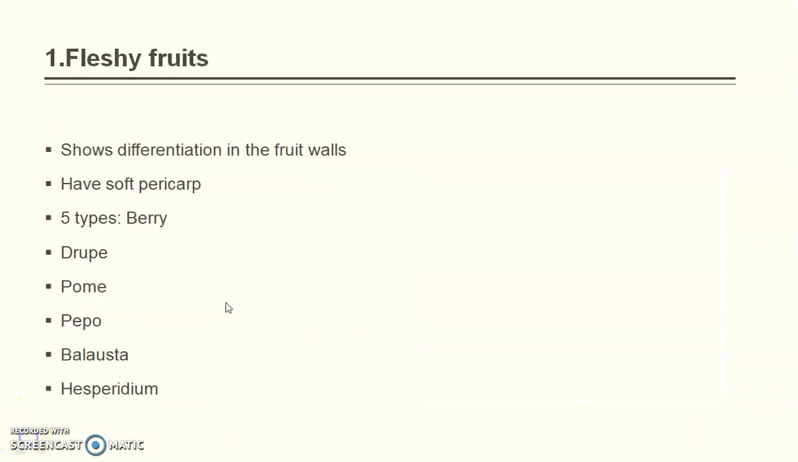And now let us see the types of simple fruits. There are two types. The first one is fleshy fruits. So simple fruits are divided into two types, fleshy and dry. In fleshy fruits, we can differentiate the fruit wall as epicarp, endocarp and mesocarp. They have a soft pericarp, and these are the different types of fleshy fruits, namely berry, drupe, pome, pepo, hesperidium, and balausta is also there. So these are the different types of fleshy fruits.